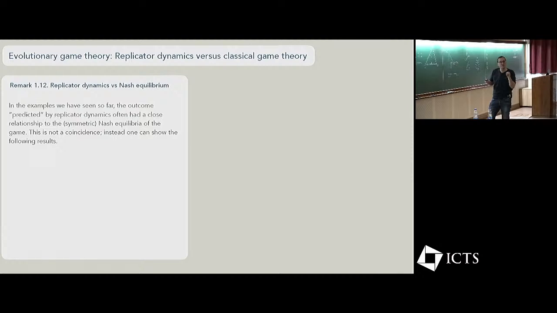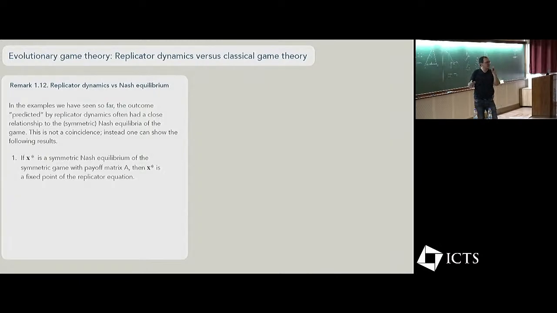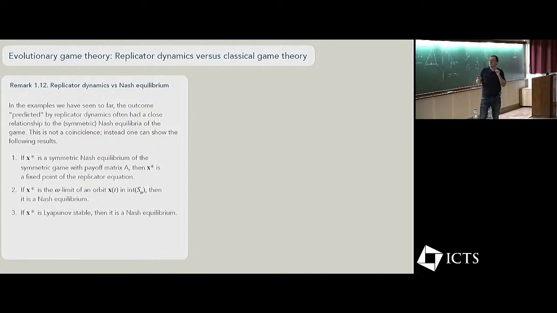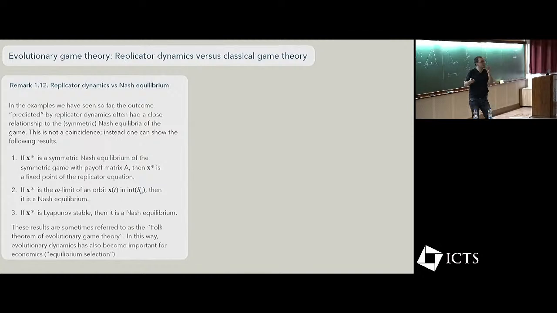In fact, you can prove the following, not only for two dimensions, but for arbitrary dimensions. The first thing is, if you have a Nash equilibrium, that Nash equilibrium is a fixed point of replicator dynamics. Another property is, if you start in the interior and you have some orbit that converges, the thing that it converges to must be a Nash equilibrium. And the third thing is, if you have a fixed point that is Lyapunov stable, this fixed point must be a Nash equilibrium. So there is a really strong connection between Nash equilibrium and replicator dynamics. This is sometimes called the folk theorem of evolutionary games. So there's really this nice and beautiful connection between static game theory and evolutionary game theory.